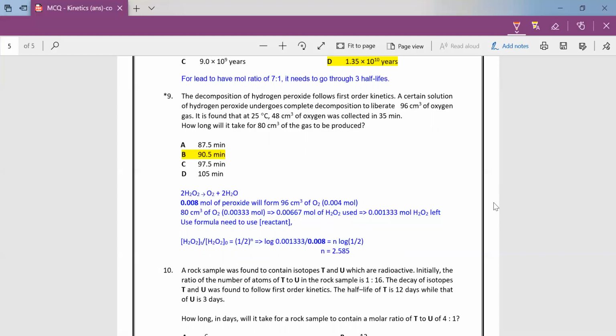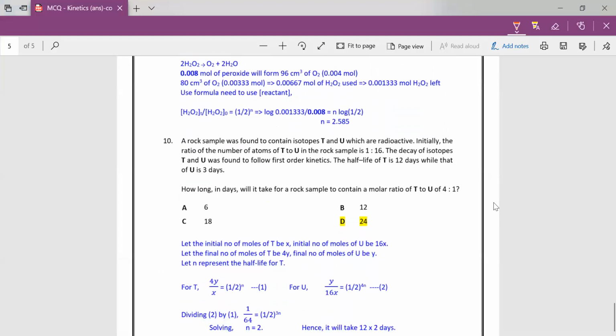So we plug all those numbers into our formula. We realize that the number of half-lives is 2.585. We will need to multiply that by the half-life. One half-life is about 35 minutes, so we multiply 35 by 2.585, which gives us about 90.5 minutes. We will get answer B.